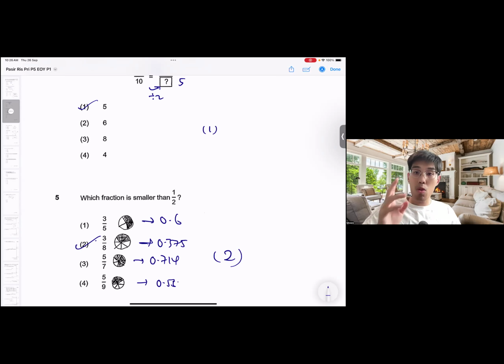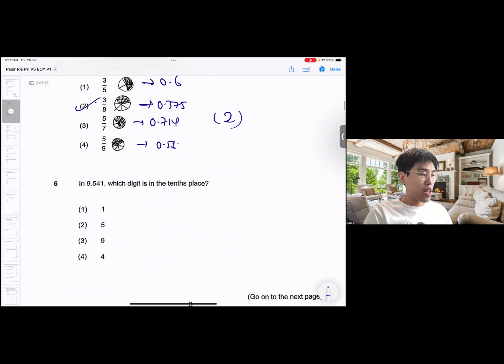Another way we can help ourselves to see which one is smaller or greater than half is to take the denominator and divide by 2. So you can straight away see which one is smaller or bigger than half. So in this case, option 2, 3 over 8.